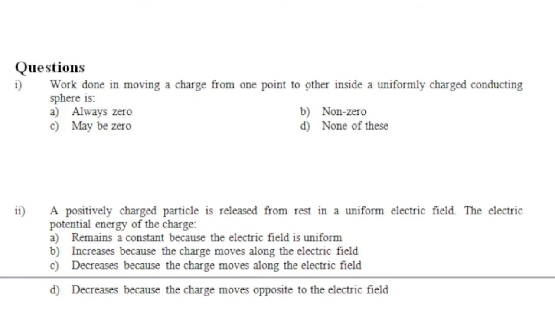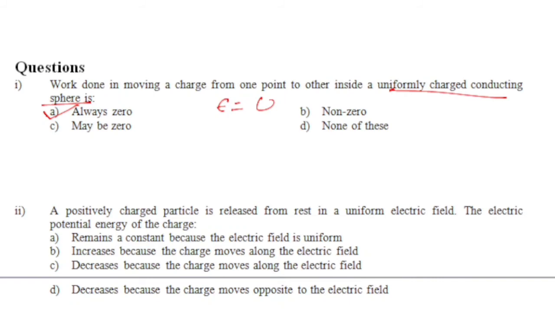Work done in moving a charge from one point to another inside a uniformly charged conducting sphere. You know, in a uniformly charged conducting sphere, inside it the electric field is 0. It means no work is done in moving a small test charge within the conductor and on its surface. So which option is correct? Option A is correct, it is always 0. If the electric field is 0, no work is done in moving a charge from one point to another. Hope it's clear to all of you.